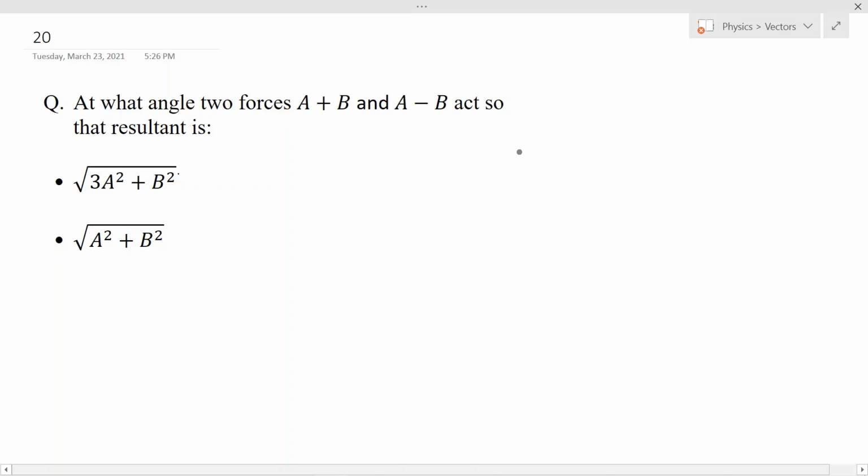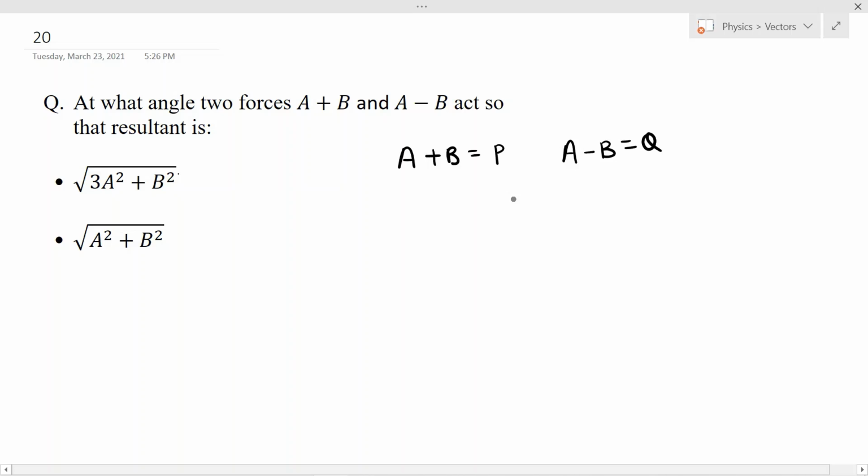At what angle do two forces A plus B and A minus B act so that the resultant is square root of 3A square plus B square and square root of A square plus B square? So let's assume the magnitude of the force A plus B is equal to P and that of A minus B is Q. Now it will be easier to find the angle between these two forces A plus B and A minus B.